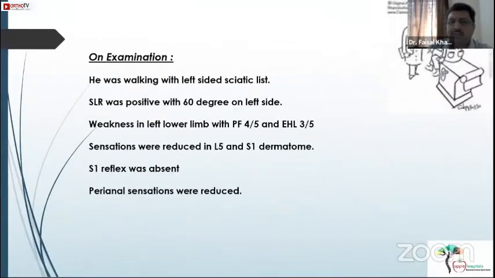On examination, he was walking with a left-sided sciatic list. SLR was positive at 60 degrees on the left side, and there was weakness in the left lower limb, with ankle plantarflexion 4/5 and EHL 3/5. Sensations were reduced in the L5 and S1 dermatomes, the S1 reflex was absent, and the perineal sensations were a bit reduced.